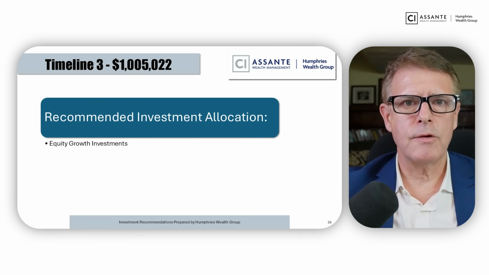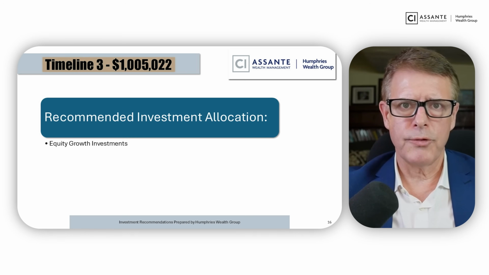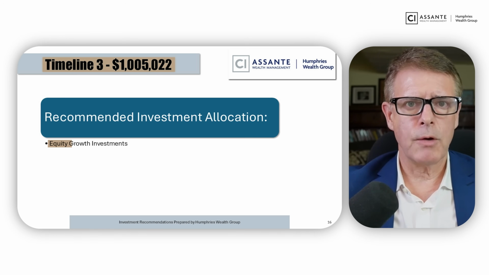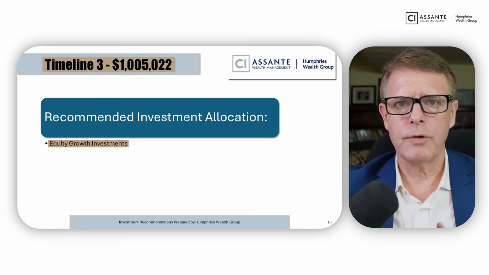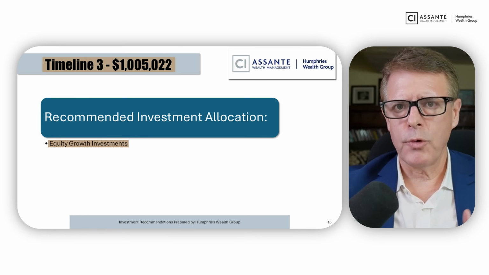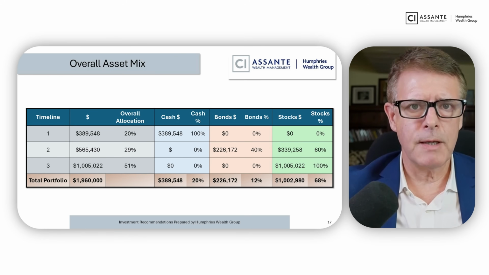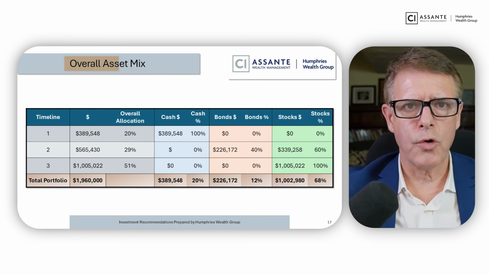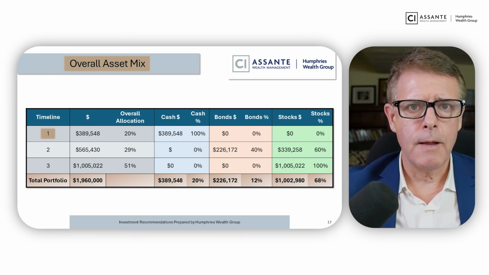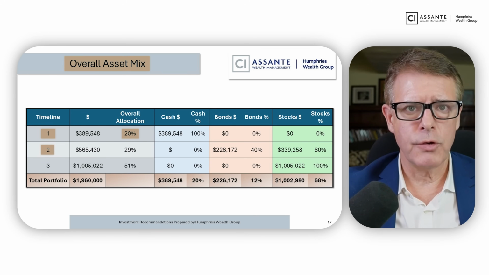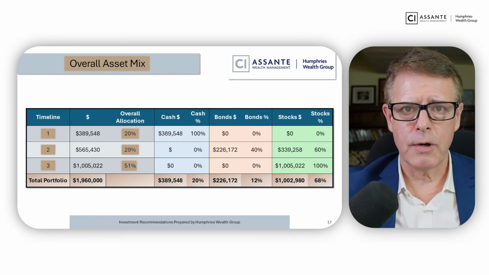And then the last timeline is timeline 3. This money is not likely needed for a number of years, could be upwards of 8+ years, and this would be growth or equity investments. Could be equity or growth ETFs, mutual funds, managed accounts. Basically, you're focused on growth investments for the portfolio. Now, ultimately, it's all going to be synthesized in an overall asset mix and timeline mix. So for Barb and Bob, we've got timeline 1, that's 20% of their portfolio. Timeline 2 at 565, that's 29% of their portfolio. And timeline 3 is 51% of their portfolio.